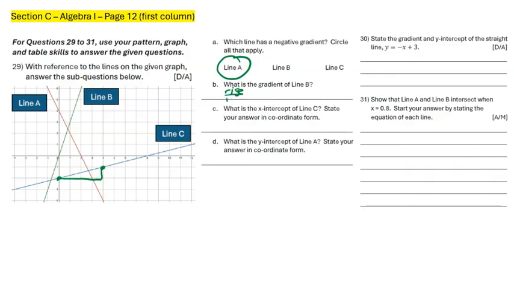So if you've got rise over run, my rise of this triangle was 1, my run was 4. So that means my gradient was 1 over 4. You could have written that as a decimal, 0.25. But you didn't need to do that last step.